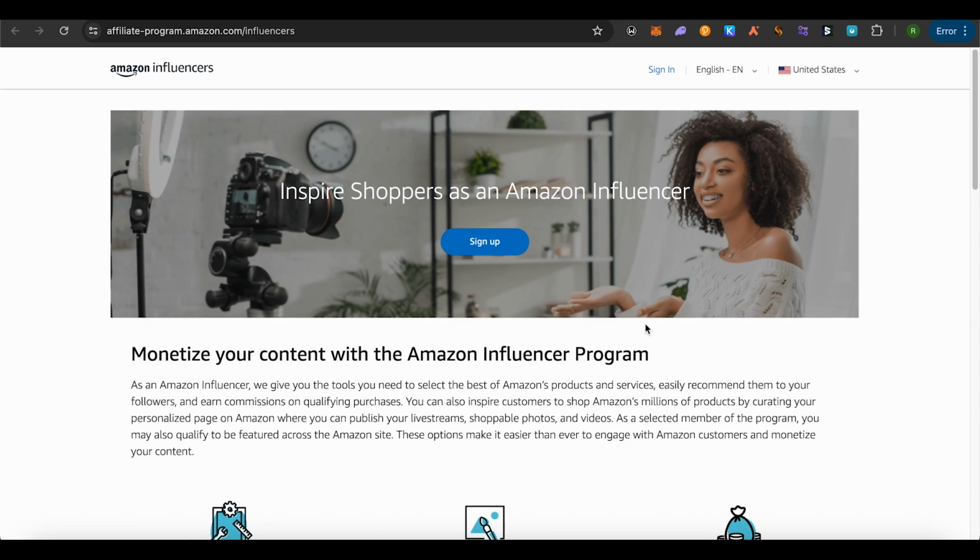So simply sign up or connect your social media, and after that you would get accepted on the basis of your influence on different social media platforms. You can connect any one of your social media platforms, and this way you would be able to utilize it.